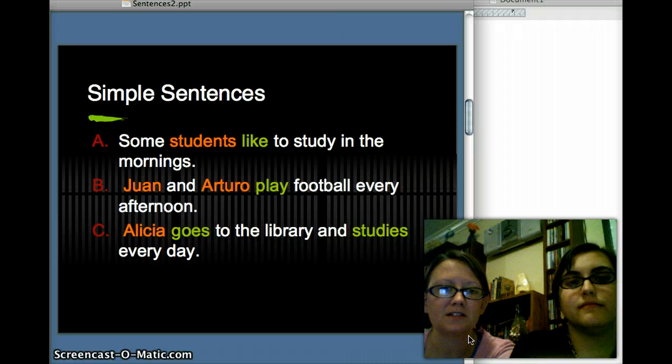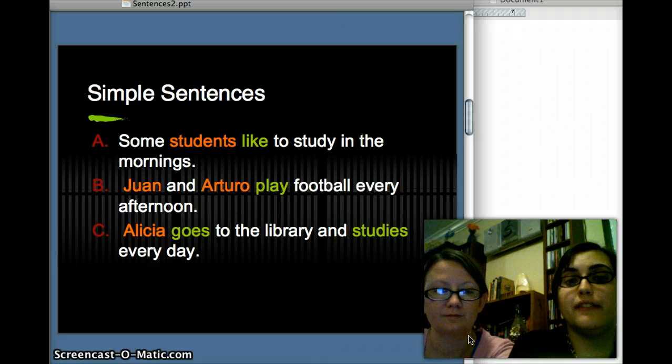Alright, simple sentences. Some students like to study in the mornings. Now, the easiest way to know whether or not the sentence is complete is to ask ourselves a couple questions. Who or what is the sentence talking about, and what are they doing? So, who are we talking about in example A? Students. What are the students doing? They like to study.